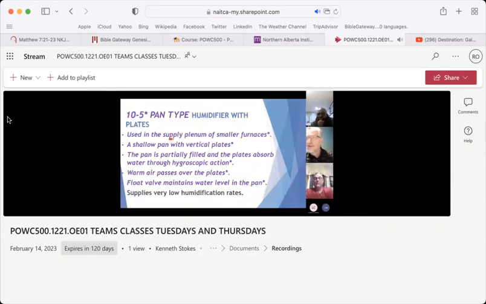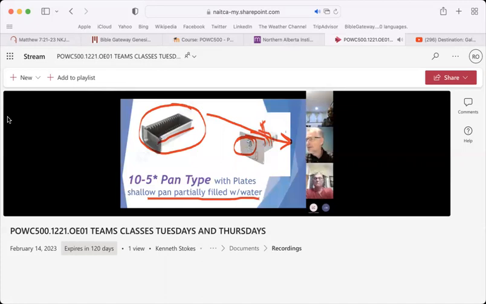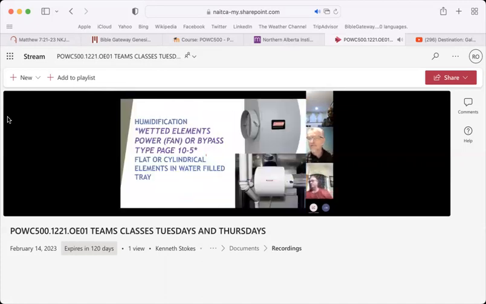Pan type humidifier used in the plenum or ducting of small furnaces, a shallow pan with vertical plates. The pan is partially filled and the plates absorb water, and these are called hygroscopic plates. They soak up water and then they evaporate it or liberate it as the warm air passes over the plates. And there's a float valve to maintain water level in the pan. And this is not the best. You'll rarely see this kind of system. There are pan type humidifiers that are big industrial units that are in use, but it's a different system than this simple version.